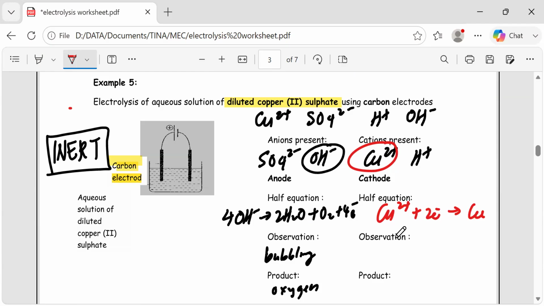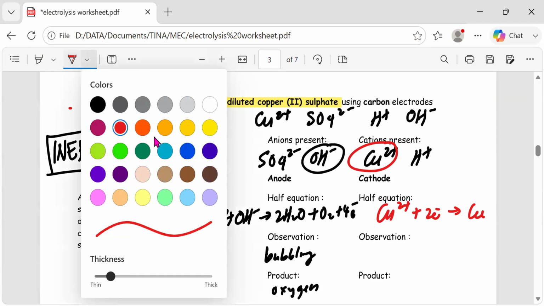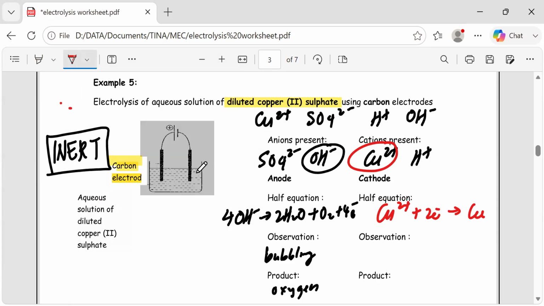Observation. Okay, here's the thing. Have you done this in school? Did you manage to do this experiment in school? So what happens is actually quite cute. The reaction will form copper here.